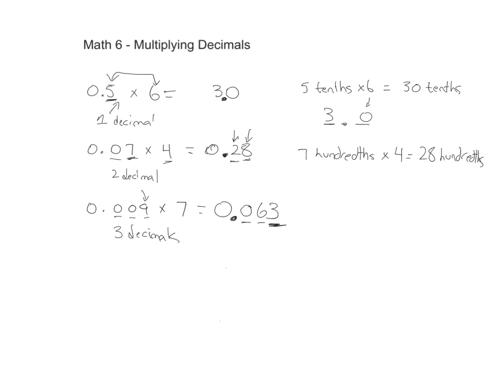Okay. Same thing you can do here. We've got 9 thousandths. Multiplying it by 7, you can see that gives me 63 thousandths.